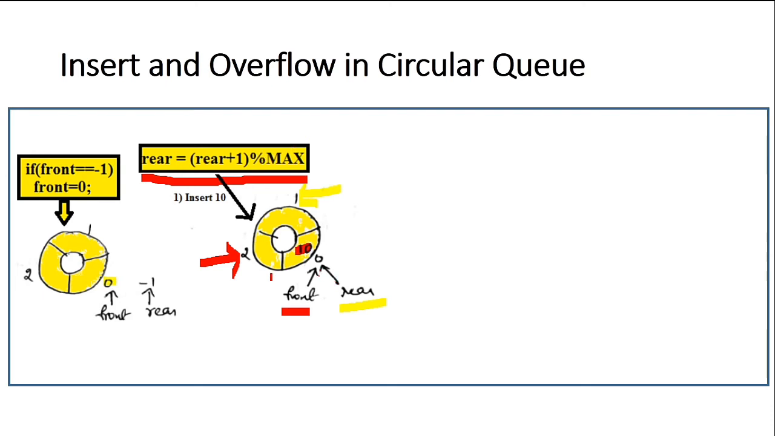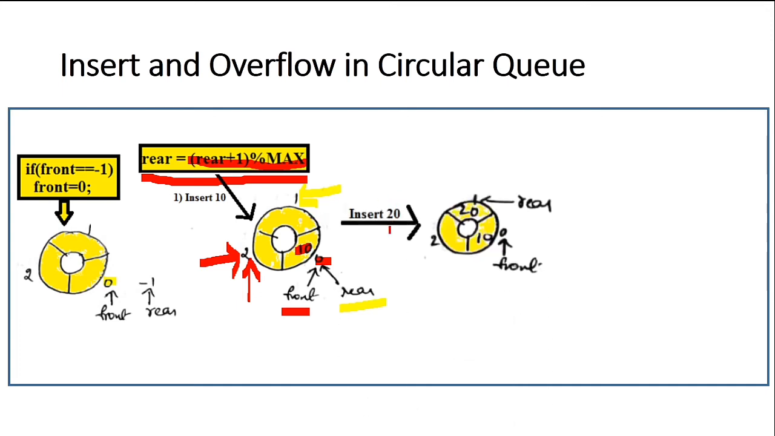So what will happen is, when rear is pointing to this position, after that I want to go to the 0th position, right? So 2 plus 1 is 3, 3 mod 3 is nothing but 0. So rear will point to 0. This is important, right? That is why when we are doing the increment operation in a circular queue, we need to follow this particular option.